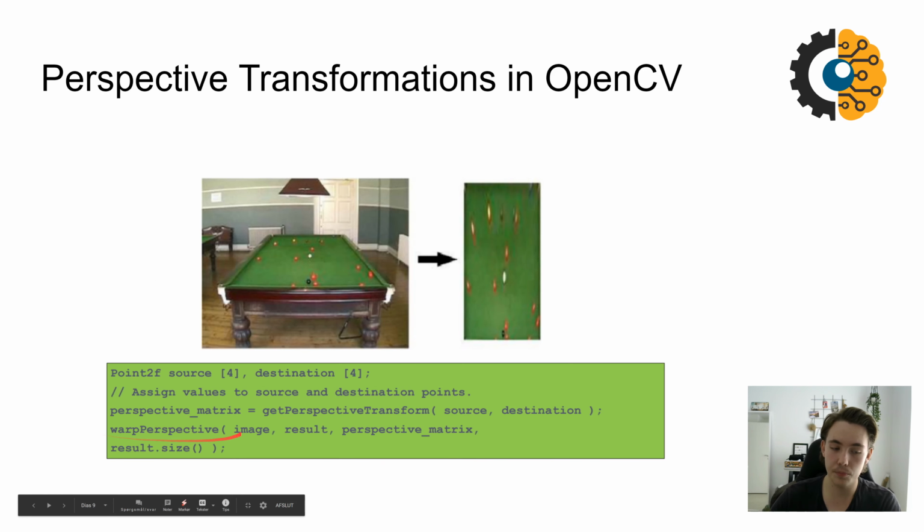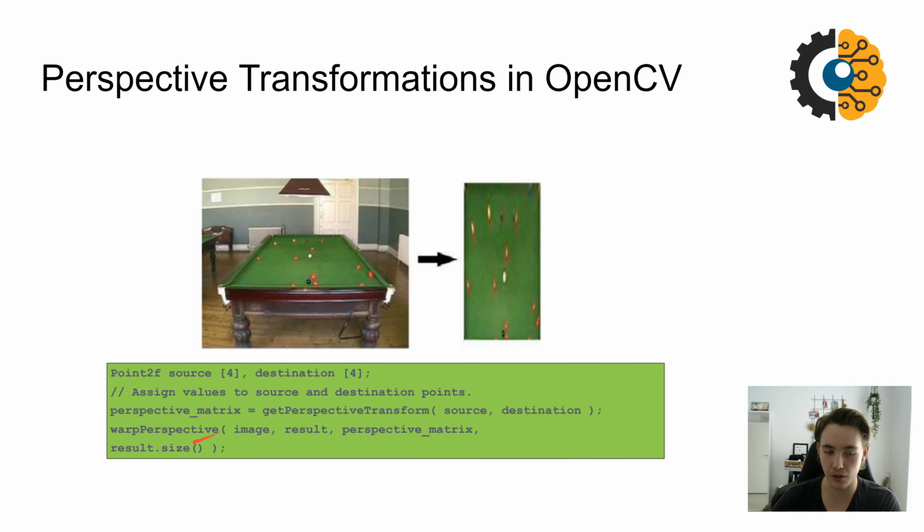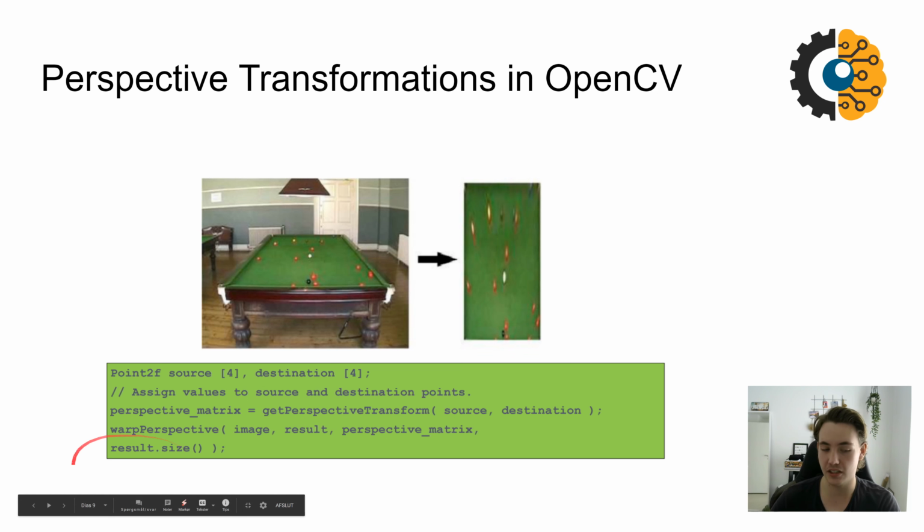And then we can use warpPerspective, which is kind of the same method as warpAffine. It's a built-in method where we apply our perspective matrix to the image. It takes the original image and the resulting image where we want to store the transformation, and then it takes the perspective matrix and the size of the resulting image. So this is the perspective matrix that we want to apply to the result image or matrix here.